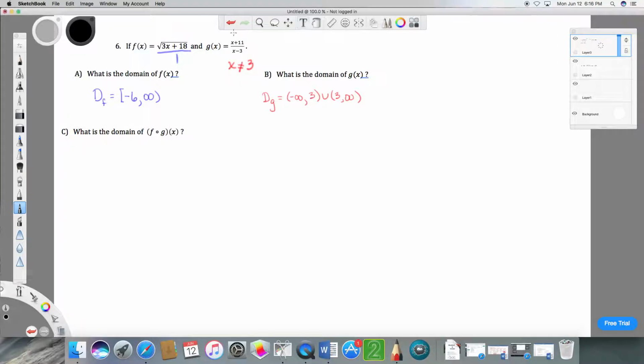I can use the domain of f and the domain of g to determine the domain of this new function f composed with g without ever having to find the expression f composed with g. All right, so how is this function built? Well, we start with actually the second function, the second one listed, and that's g.